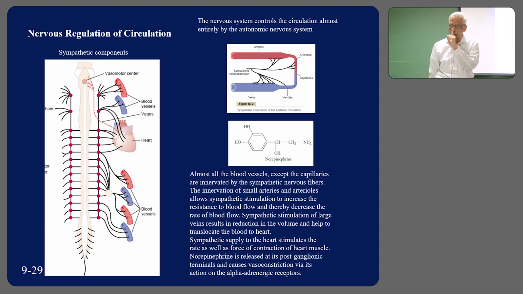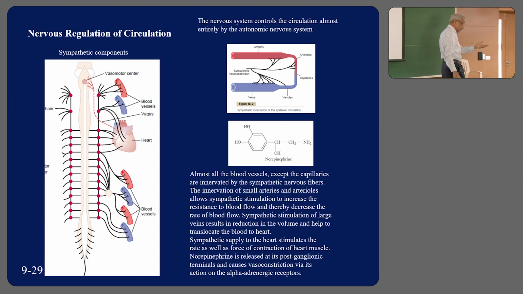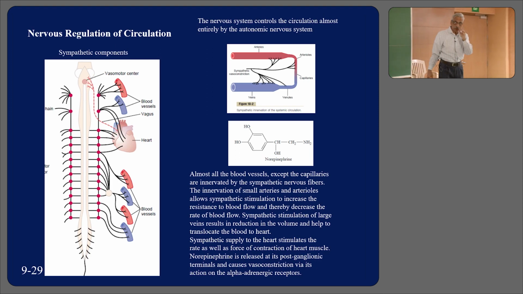The autonomic nervous system is divided into sympathetic and parasympathetic. Sympathetic is also called thoracolumbar. What is it? Thoracolumbar. Why? Because the neurons are located in the thorax and lumbar regions. The preganglionic neurons give rise to preganglionic fibers. The preganglionic fiber will talk to the postganglionic neuron.